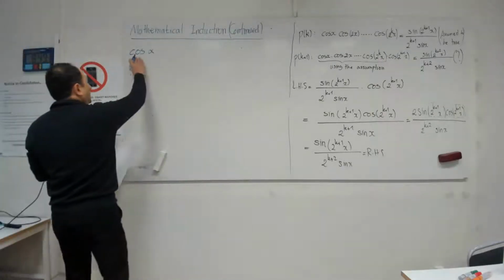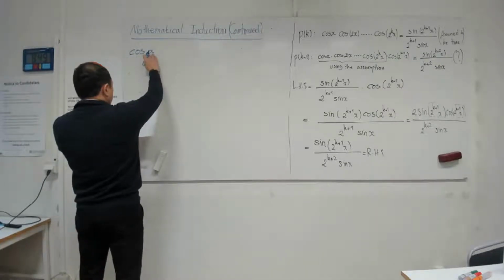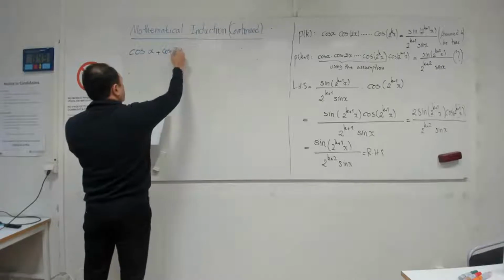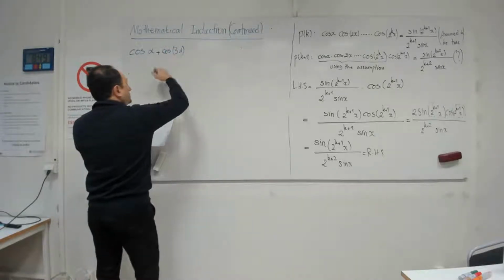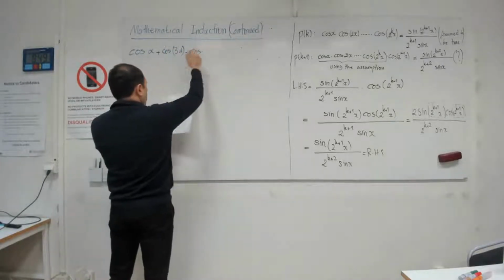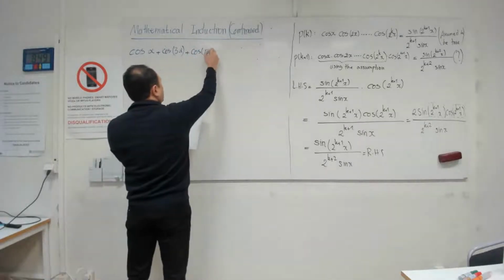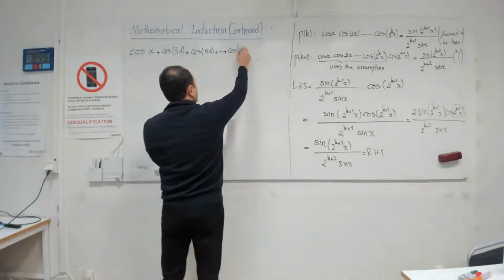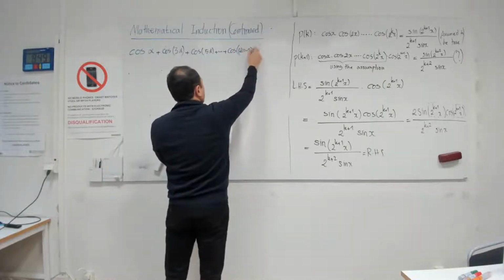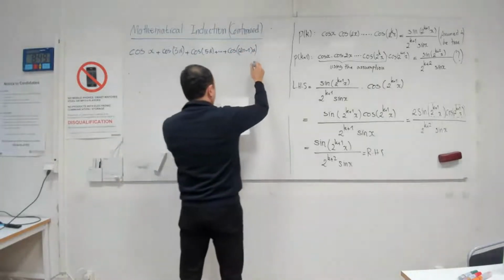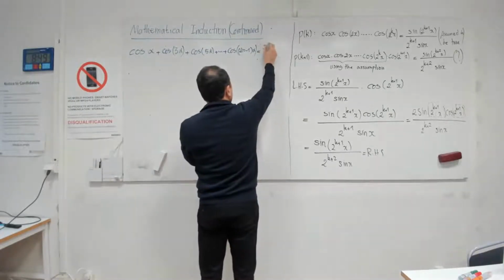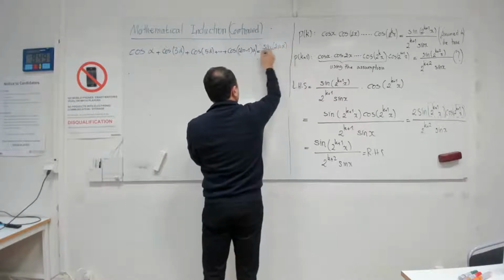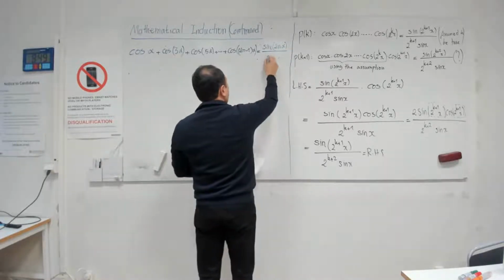So you see, I want to write cosine alpha plus cosine 3 alpha. Let me put this in brackets, even though it's not needed. Cosine, the next one is 5 alpha. And then you continue until cosine 2n minus 1 times alpha. We want to show that this is equal to sine of this angle, 2 times n times alpha, divided by 2 sine alpha.